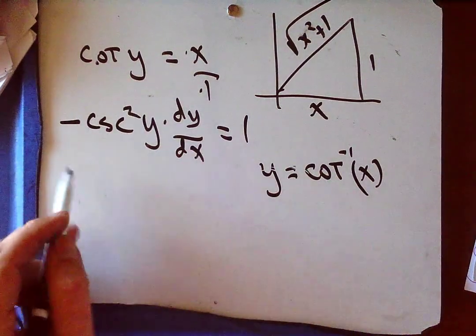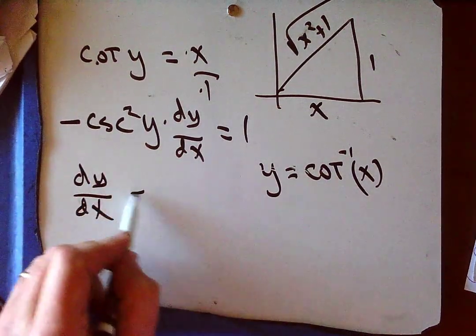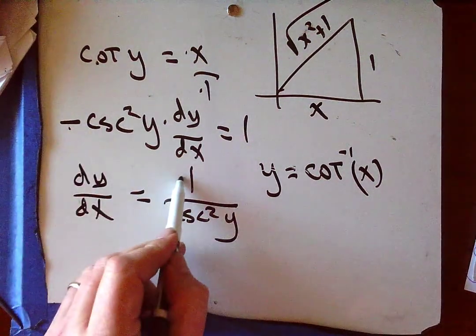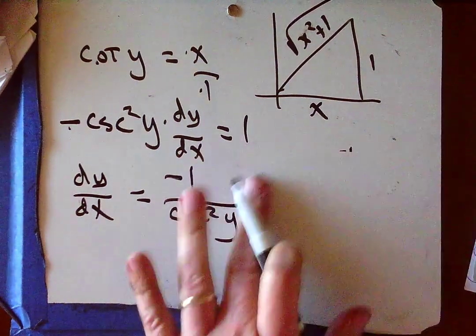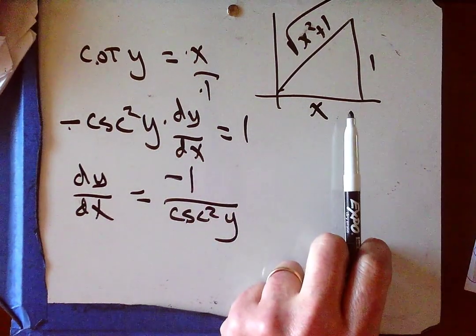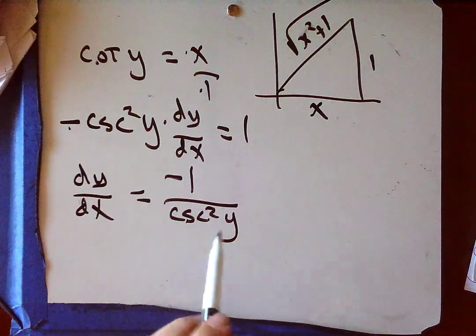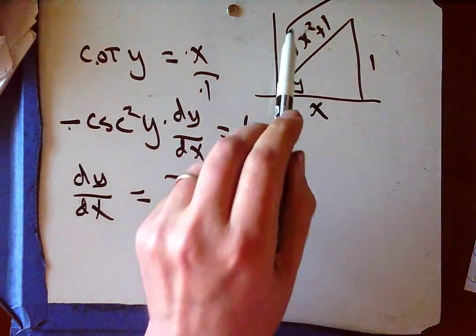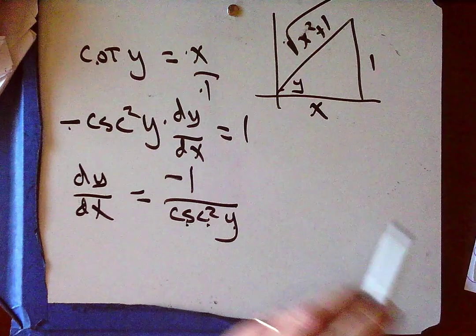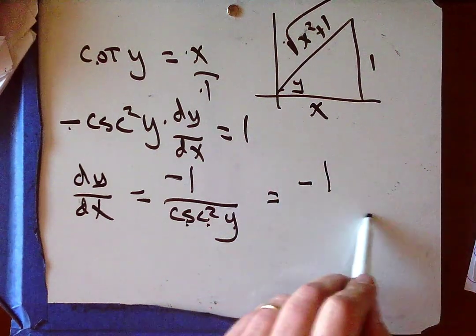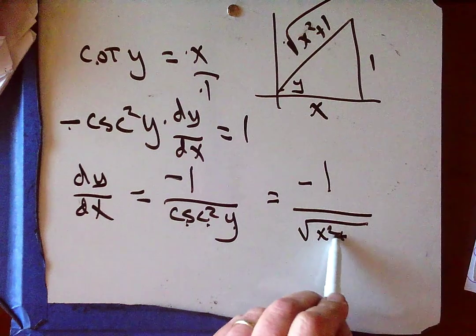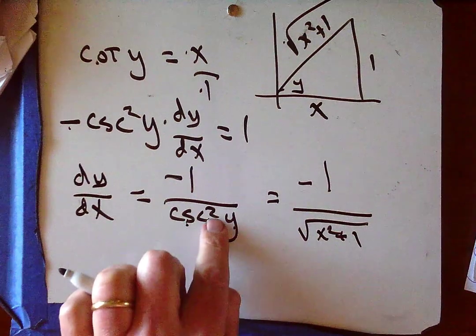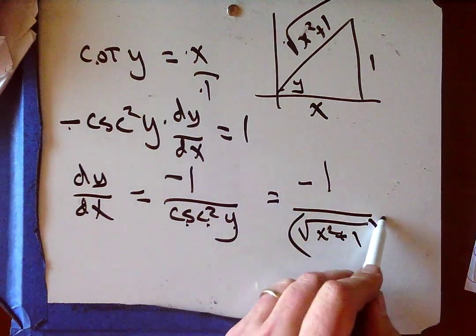Nice. And so now we've got dy dx equals 1 over cosecant squared y. Now I didn't forget the minus, I just want to put it there. And then when I look over here and say, what's the cosecant of y? Cosecant is hypotenuse over opposite. So I'm going to have negative 1 over square root x squared plus 1. But remember, this is cosecant, but I need cosecant squared. So I have to square this.